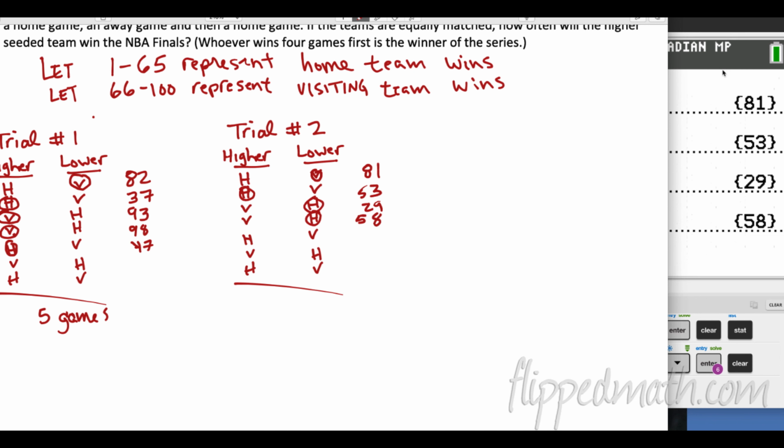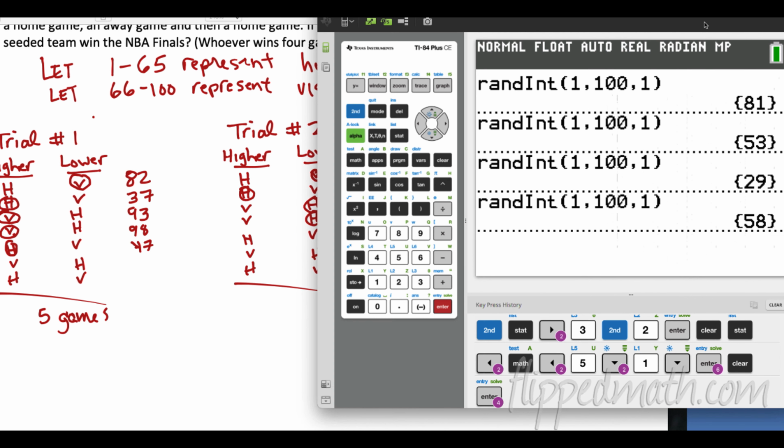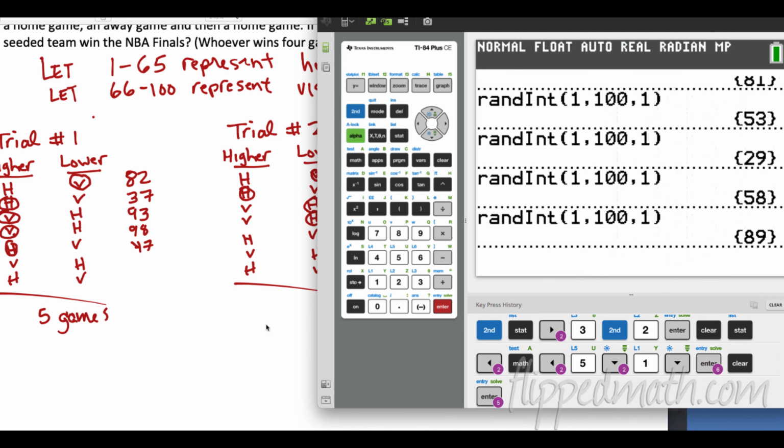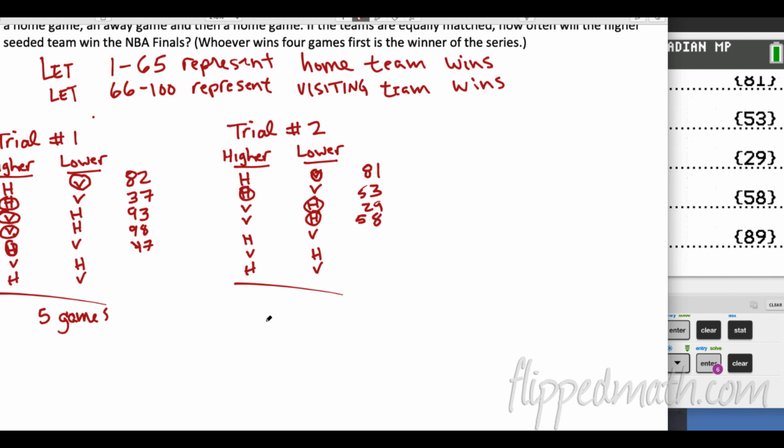The home team is winning. We need the visitors to win. 89, that is the visitors winning, and we are done. The lower seeded team won here. So in 5 games, the higher seeded team wins that first one. In this one, it took 5 games, but this question isn't really asking how many games, though we're going to write it down. But here, the lower seeded team won. That's crazy. So then we would do this 20 times, 20 trials.